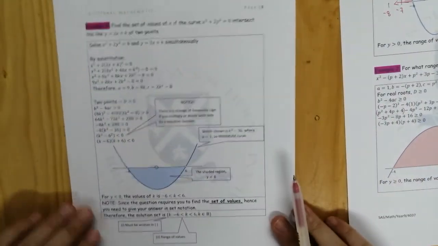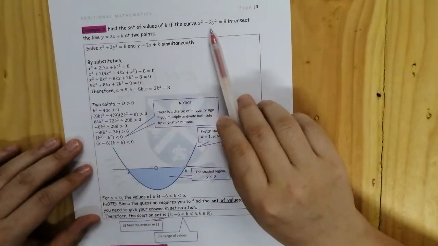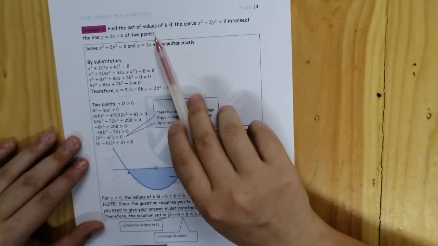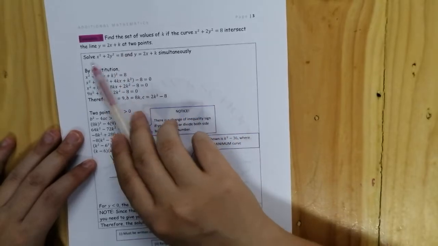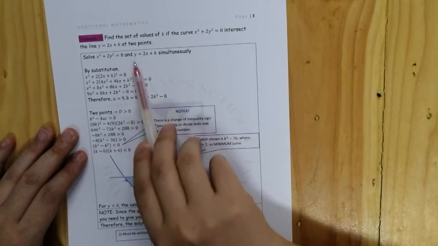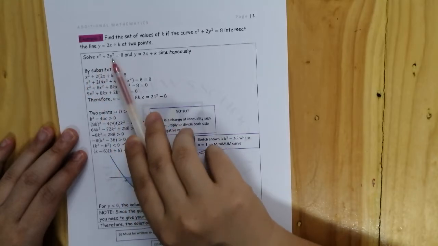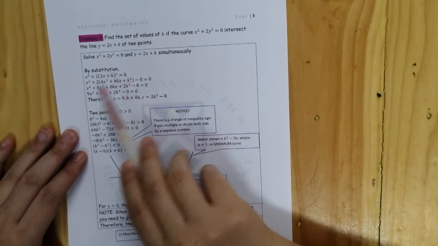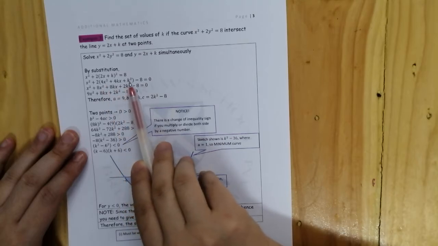Next example, example number 3. Find the set of values of k if the curve x squared plus 2y squared equals 8 intersects the line y equals 2x plus k at 2 points. In order to do this, our first step will be to solve both of the equations simultaneously. By substitution, I just need to substitute y equals 2x plus k into that equation. Therefore x squared plus 2, my y becomes (2x plus k) squared equals 8. Then expand (2x plus k) squared, which gives you 4x squared plus 4kx plus k squared.